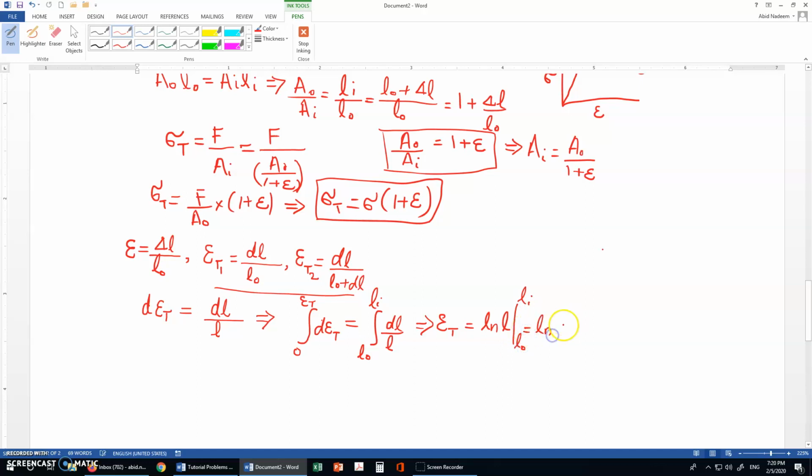So log Li minus log L naught, which is equal to log of Li over L naught. And then we know that Li over L naught is equal to L naught plus change in length divided by L naught, and then natural log, so it is equal to ln of 1 plus epsilon, because L naught over L naught is 1, and delta L over L naught is the engineering strain. So this is the equation for the true strain. Okay, so this is how we can derive the equation for true strain.